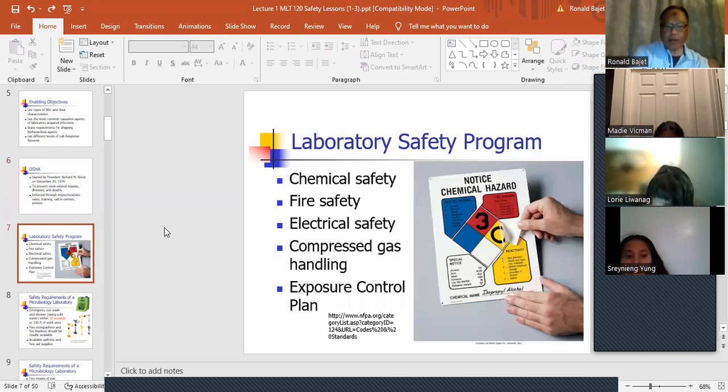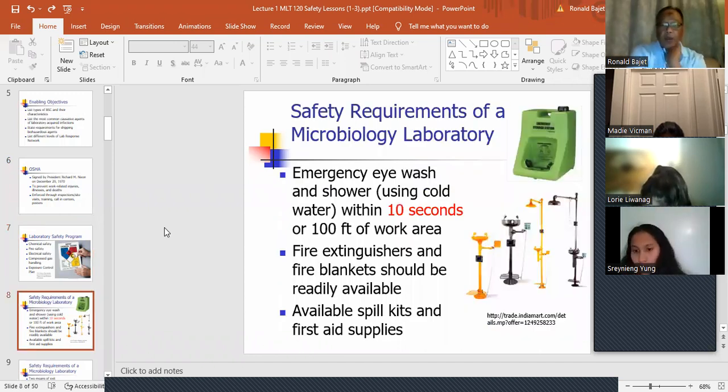Laboratory safety program: there's chemical safety, fire safety, electrical, compressed gas, exposure control. Like I said, laboratory safety does not encompass only these areas. It can be more, especially ergonomic safety. Eye washes: emergency eye wash and shower needs to be within 10 seconds or 100 feet of the work area.